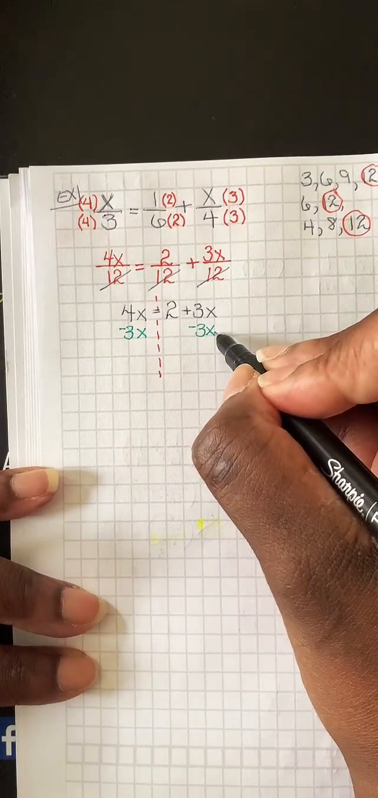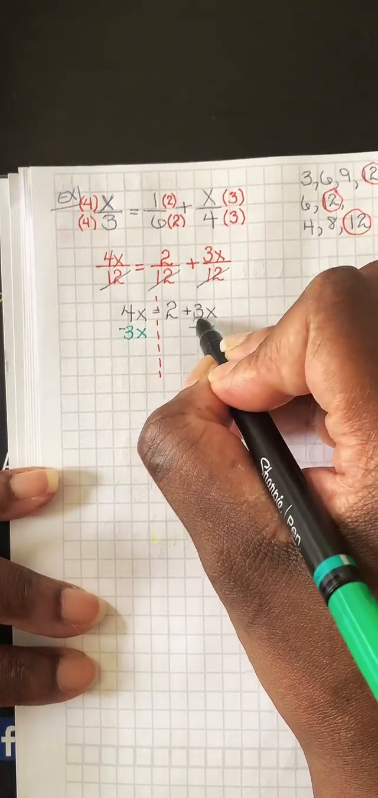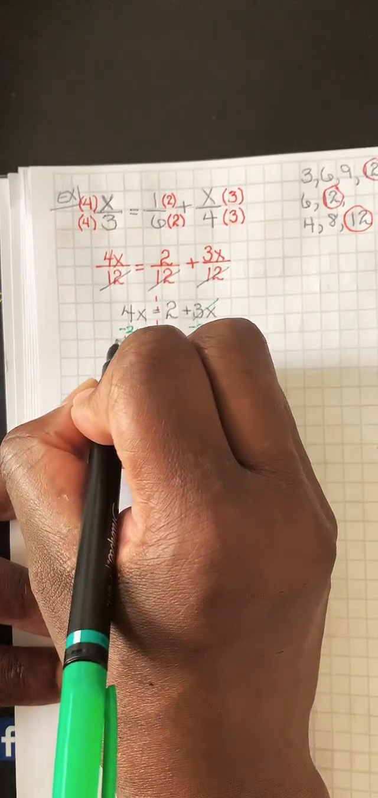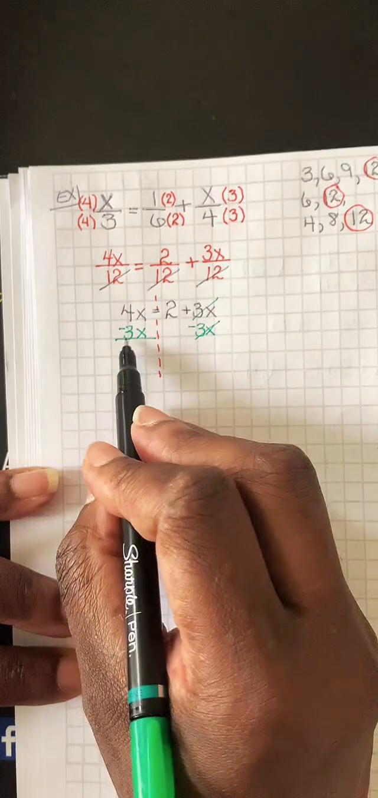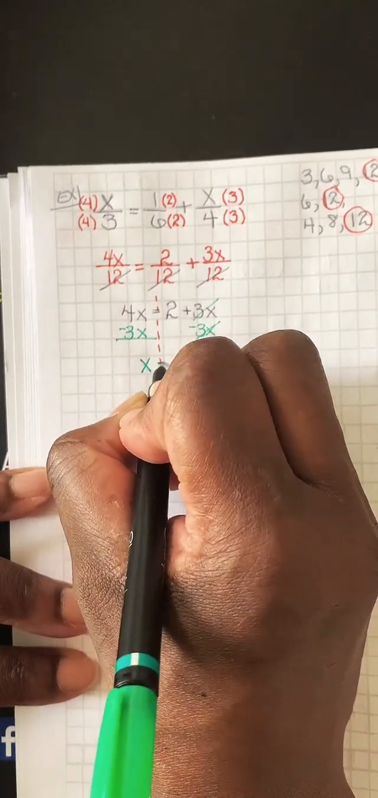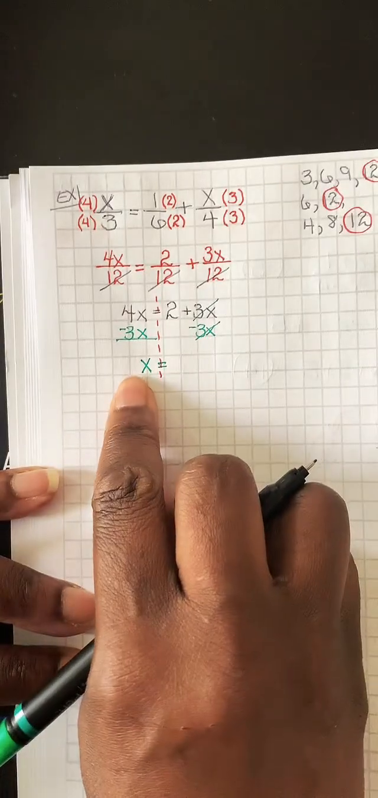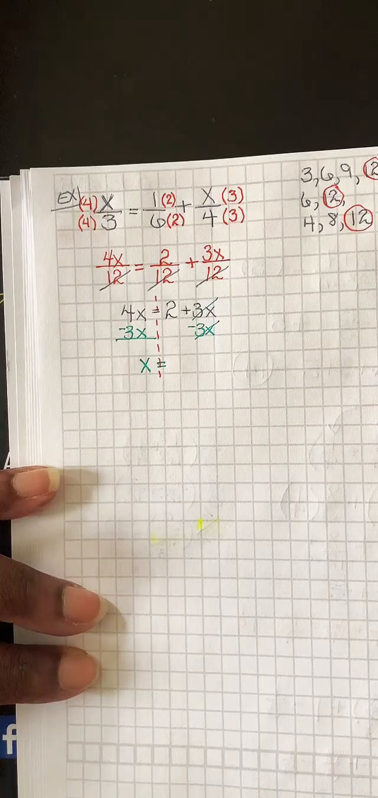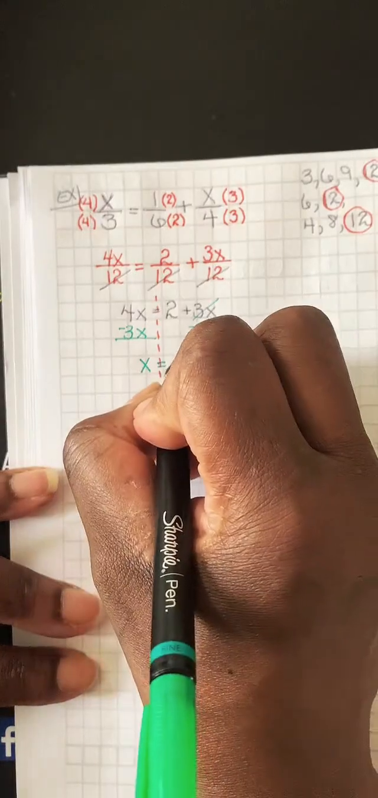So 3x minus 3x will give me 0, but I don't need that 0 as a placeholder because I still have that 2. And then 4x minus 3x gives me 1x, and I can simply write x because a 1 is always understood to be in front of the x. So x equals 2.